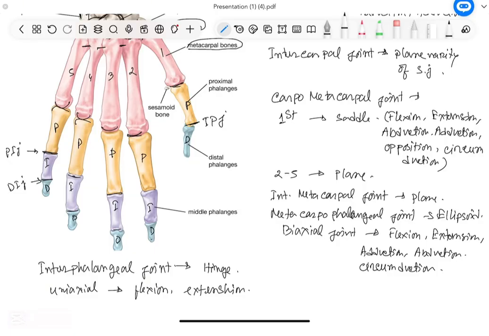So that's all about the joints of the upper limb. Thank you for listening.